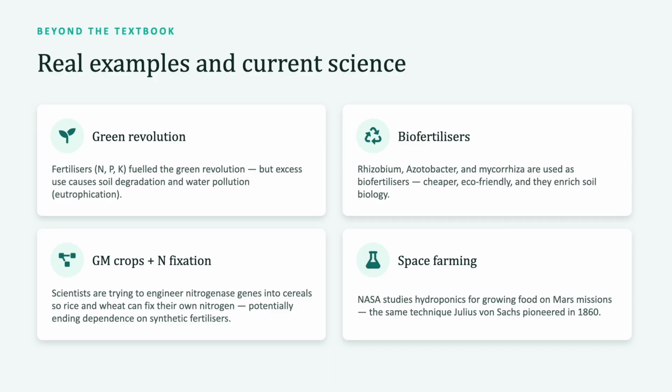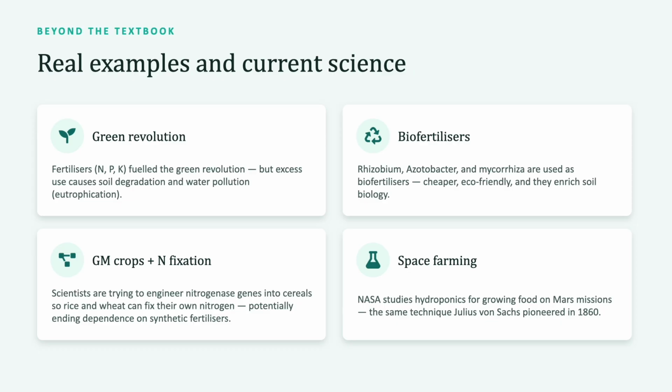Let us step outside the textbook. The Green Revolution was powered by synthetic NPK fertilizer, nitrogen, phosphorus, potassium fertilizer. But overuse is now causing soil degradation and eutrophication of water bodies. A cautionary tale about mineral nutrition gone wrong.